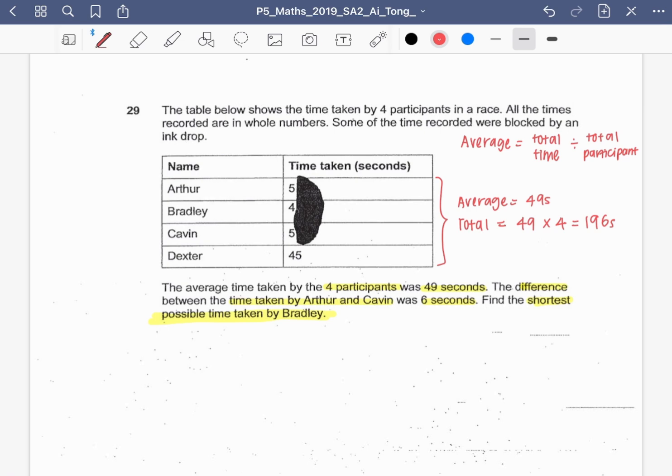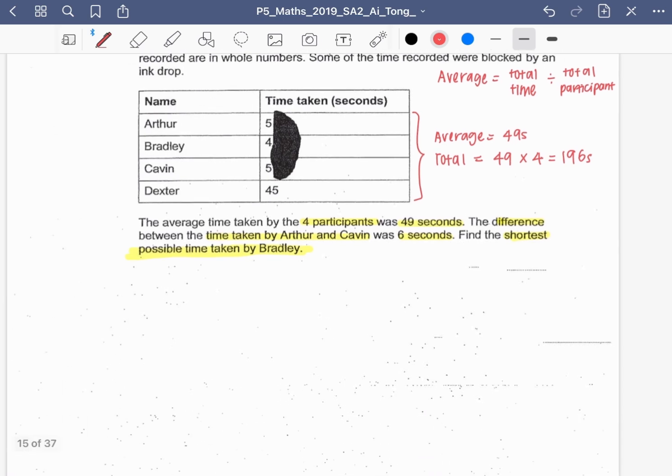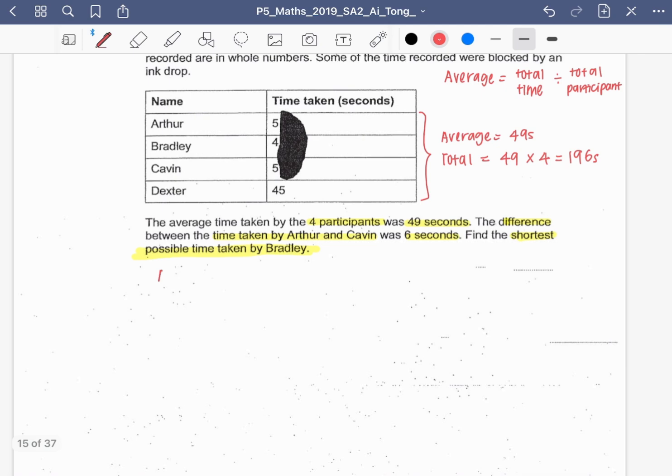Okay, so Arthur and Kevin. Arthur, Kevin, difference, total.